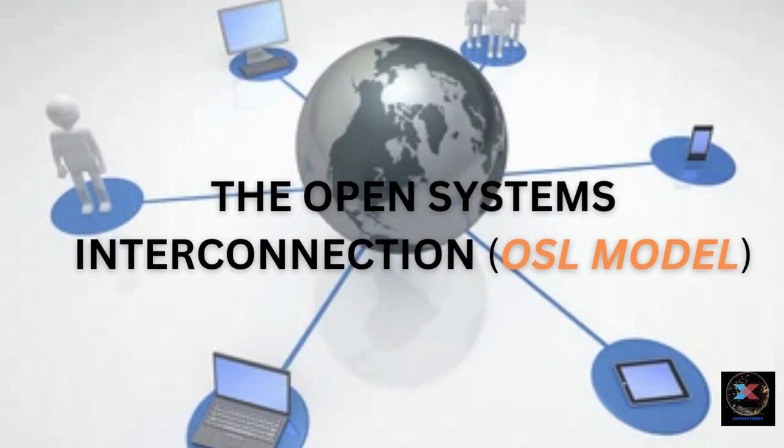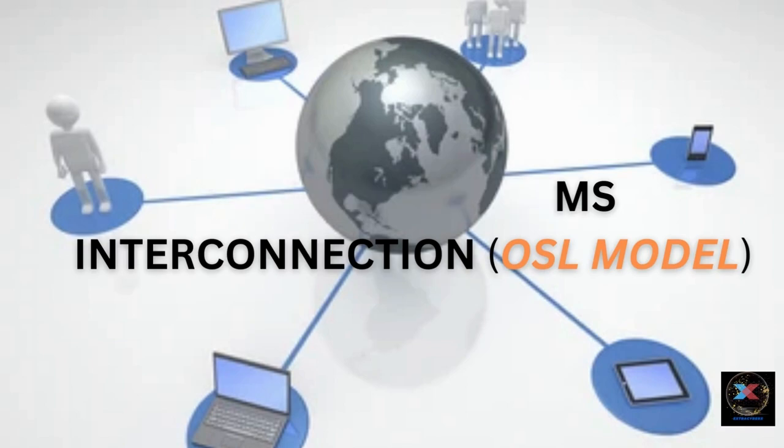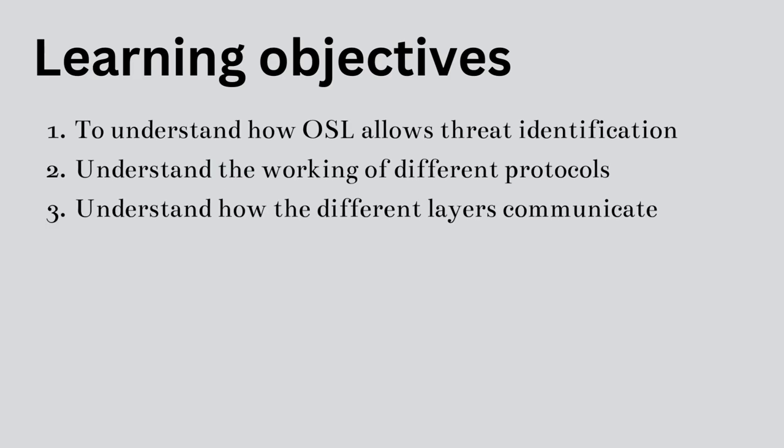So what is the Open System Interconnection? Before I start, we're going to talk about the objectives of this video: to understand how the OSI model allows threat identification, understand the working of the different protocols, and understand how the different layers are able to communicate.